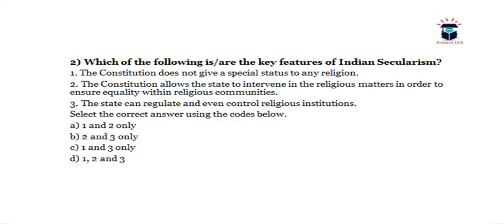Next is, which of the following are the key features of Indian secularism? First, the constitution does not give a special status to any religion. Second, the constitution allows the state to intervene in the religious matters in order to ensure equality within the religious communities. Third, the state can regulate and even control religious institutions. So we have to choose the correct answer. So let me tell you friends that the answer is D.